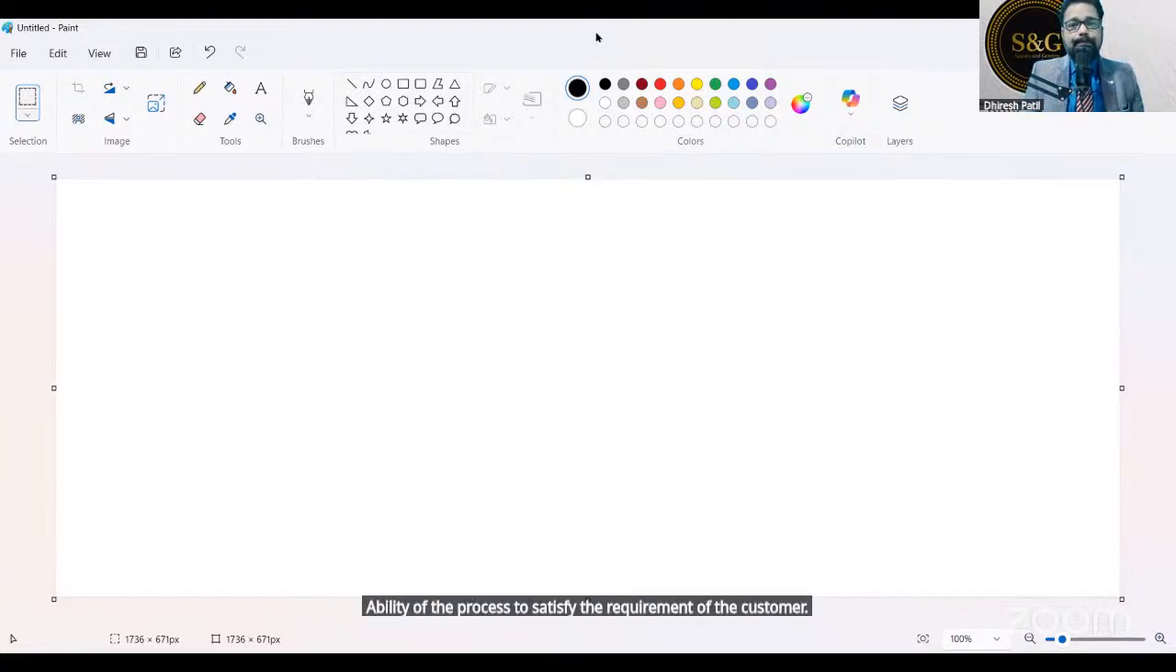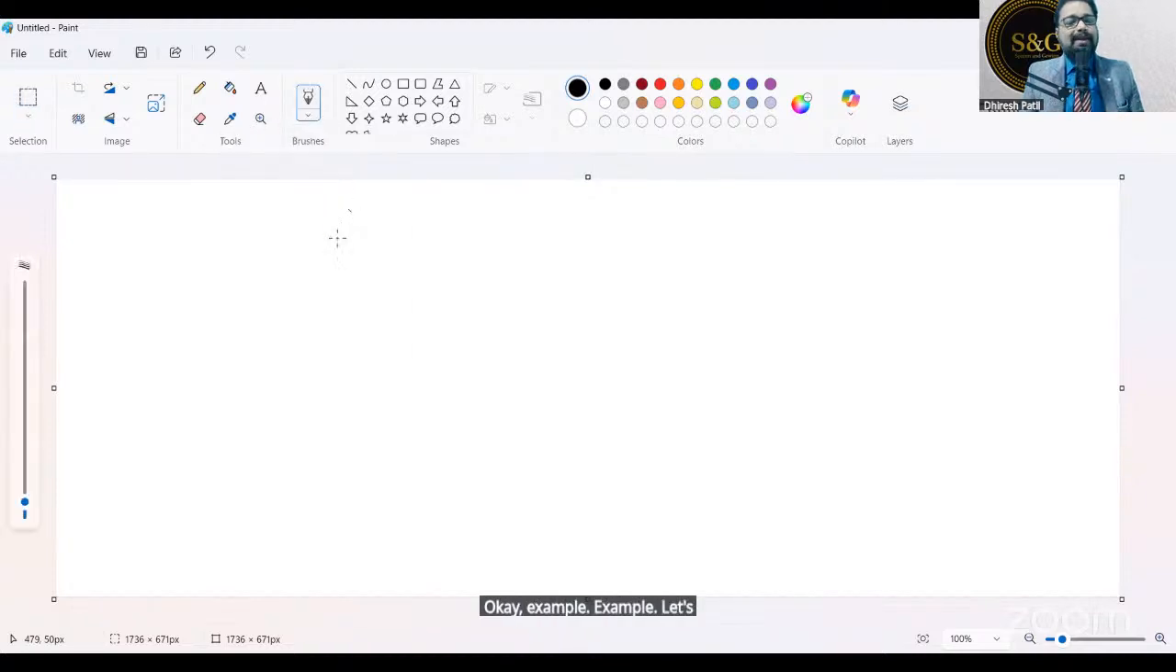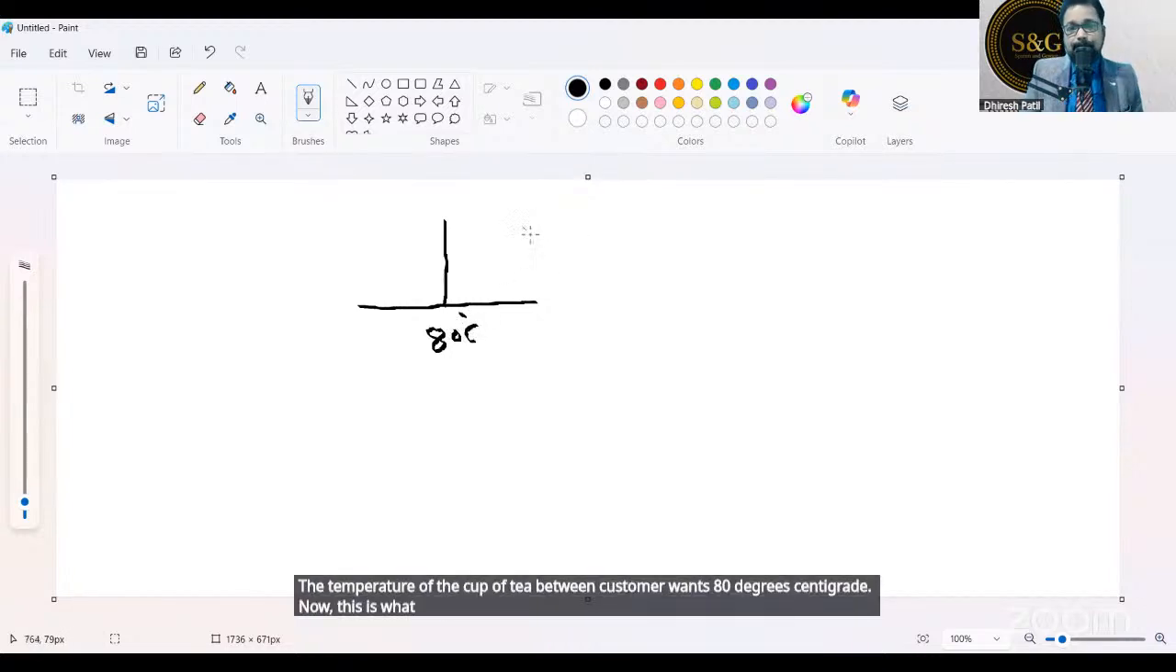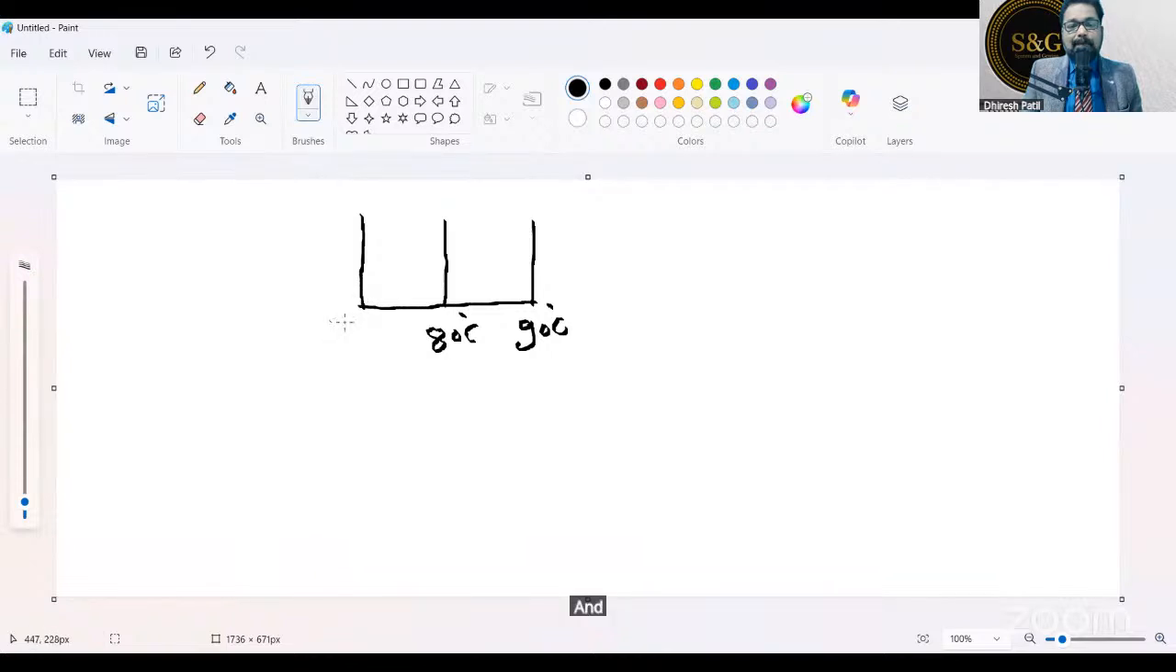Okay, example. Let's say you are a tea stall vendor. You make tea. And the temperature of that cup of tea is a very, very important critical factor for the customer. Yes or no? Correct? Now, if the customer wants the temperature of the cup of tea at 80 degrees centigrade, this is what the customer is expecting. And the upper specification limit is 90 degrees centigrade, and the lower specification limit is 70 degrees centigrade.